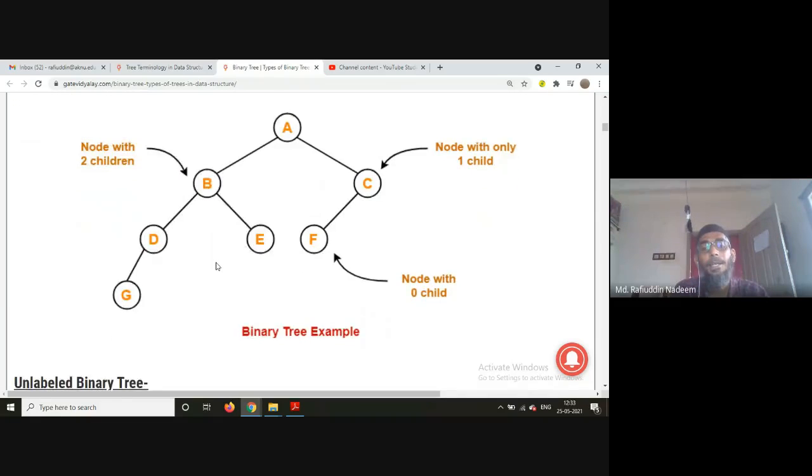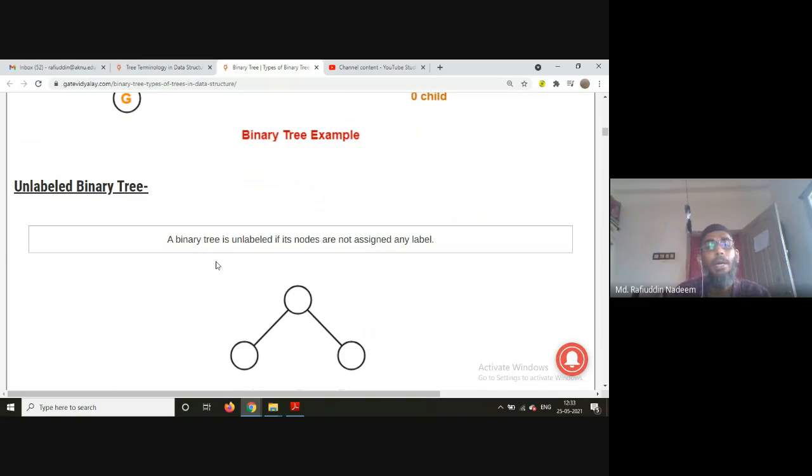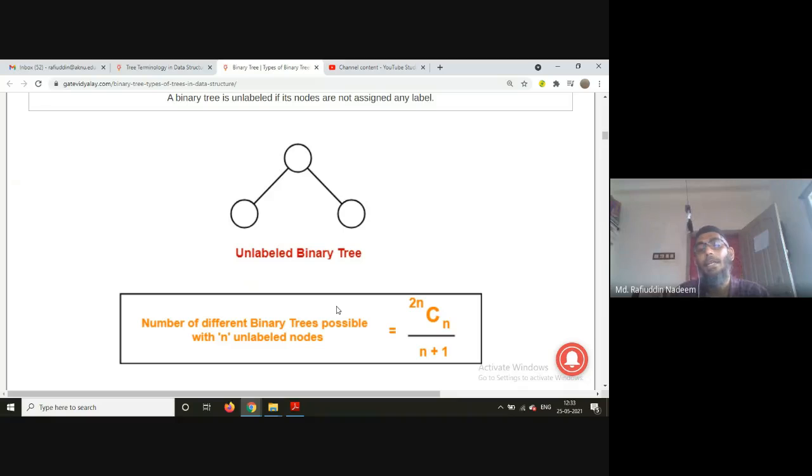Next we have the unlabeled binary tree. What is an unlabeled binary tree? If the nodes are not assigned any label, it is called an unlabeled binary tree. No labels are assigned here, so it is empty; then it is called an unlabeled binary tree. The number of different binary trees possible with n unlabeled nodes is given by a formula: the binary trees which you can form using these unlabeled nodes is 2nCn by n plus 1.